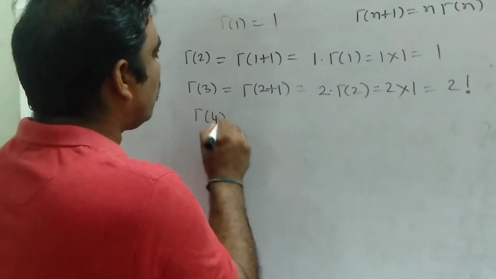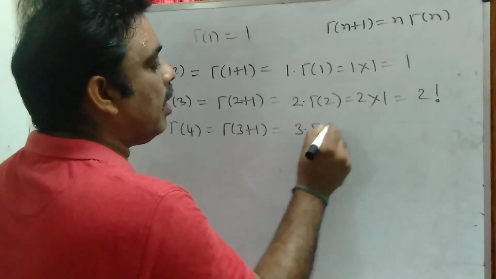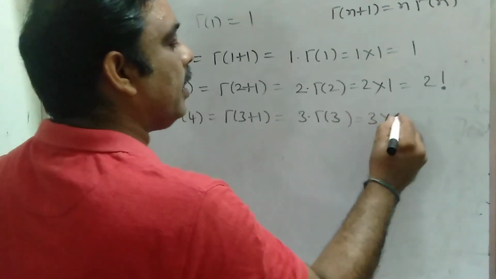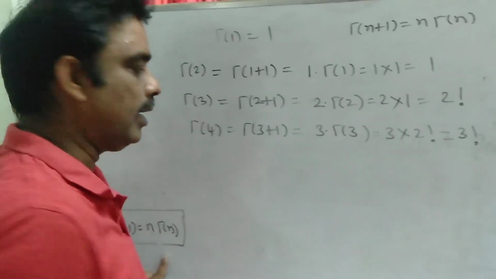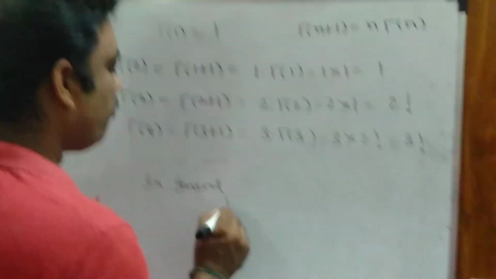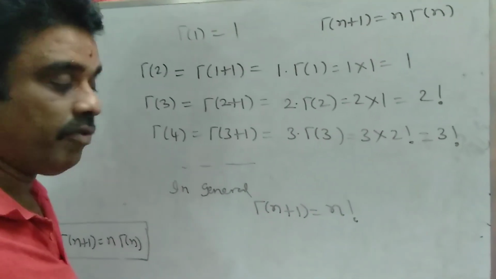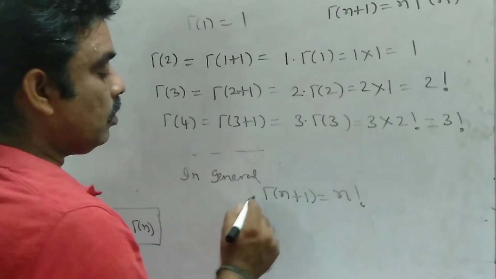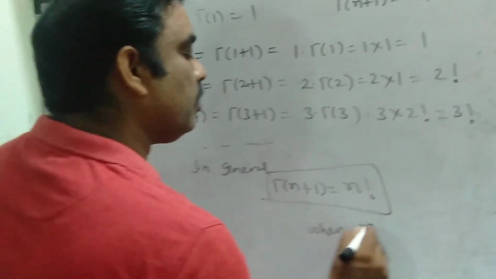Similarly, gamma of 4, that is gamma of 3 plus 1. So this is 3 into gamma of 3 by reduction formula. But gamma of 3 is 2 factorial. So 3 into 2 factorial is nothing but 3 factorial. So in general, we can write gamma of n plus 1 is equal to n factorial. Gamma of 4 is 3 factorial, gamma of 3 is 2 factorial. So gamma of n plus 1 is equal to n factorial when n is a positive integer.